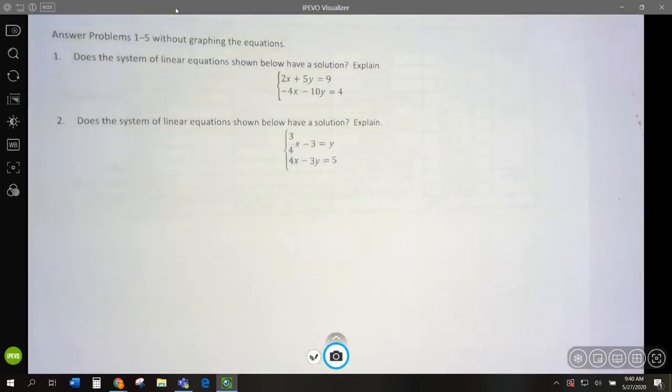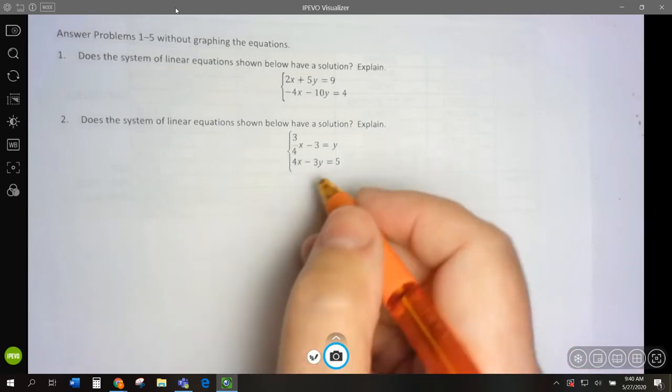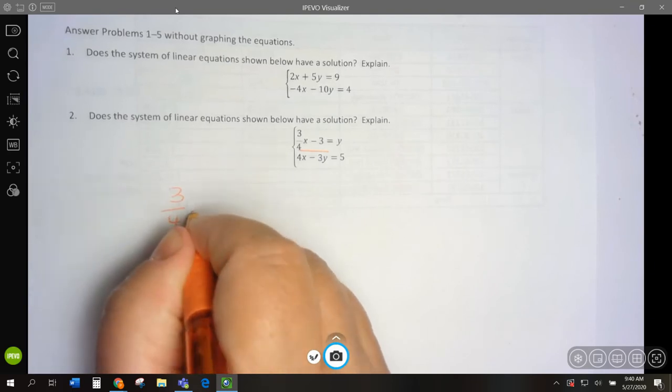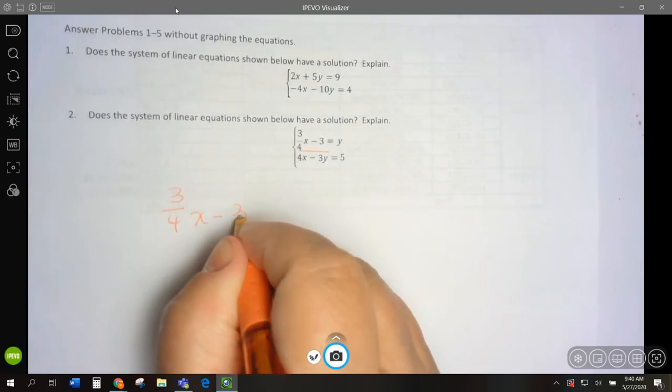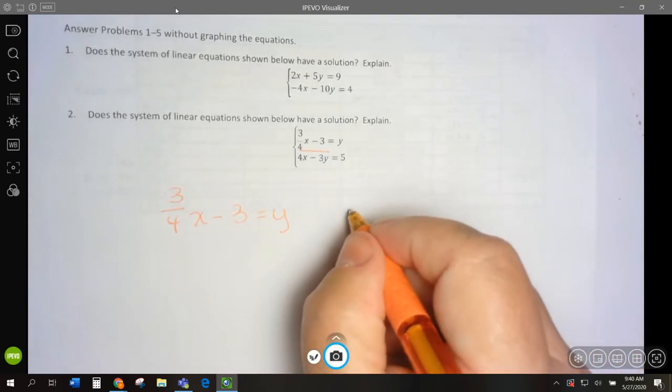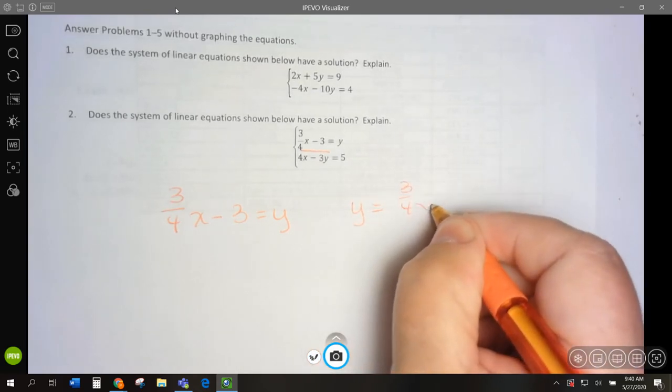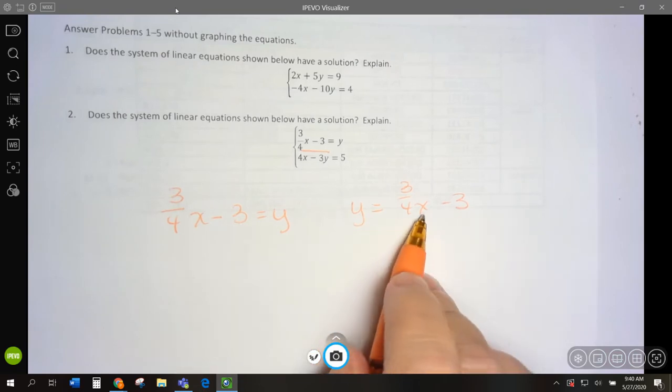So let's go on to number 2. Once again, let's change them to slope-intercept form. Let's do this one: 3/4 x minus 3 equals y. Oh, that's kind of already in slope-intercept form. Let's just flip it around. y equals 3/4 x minus 3.